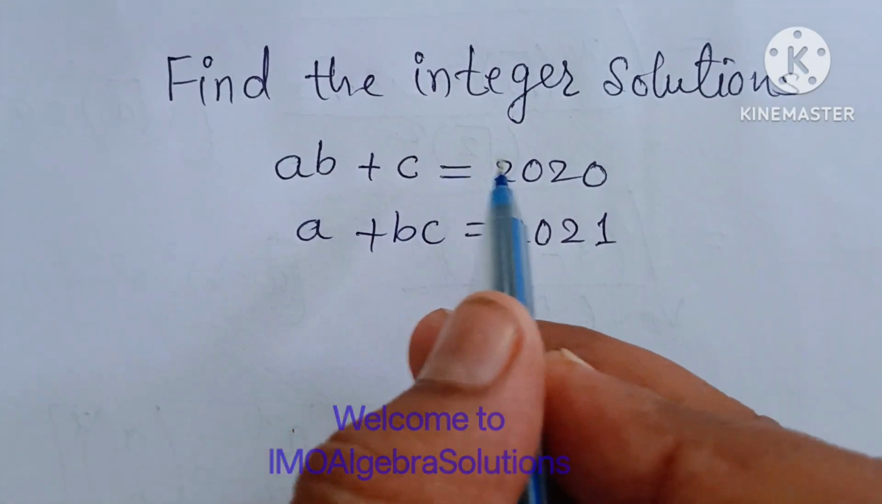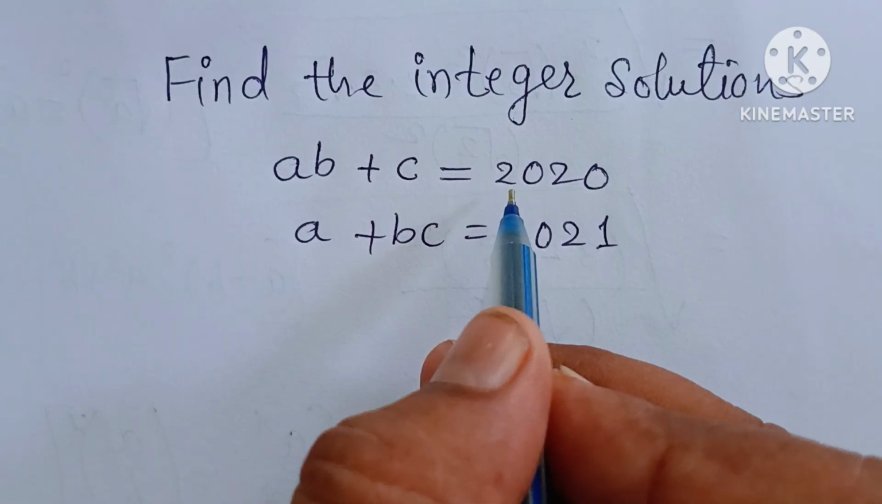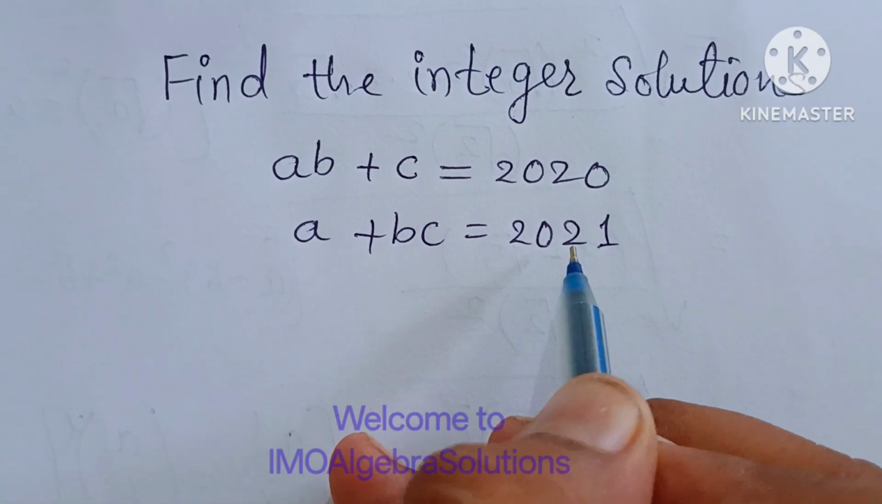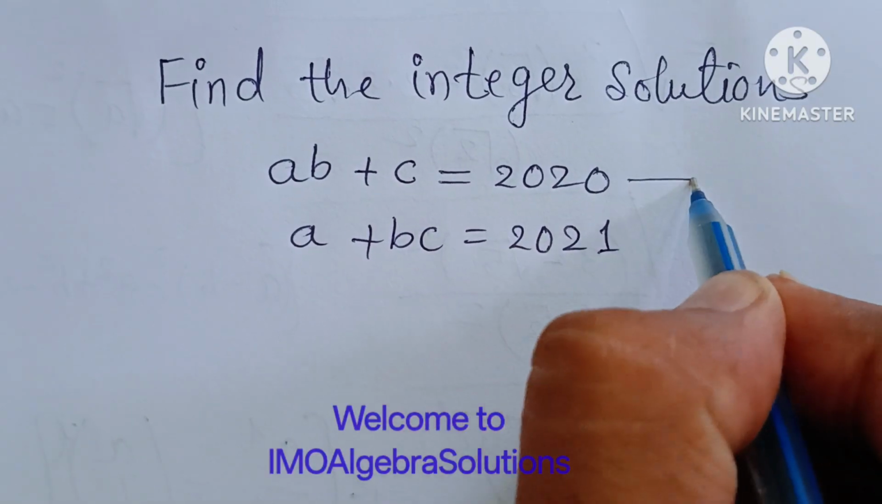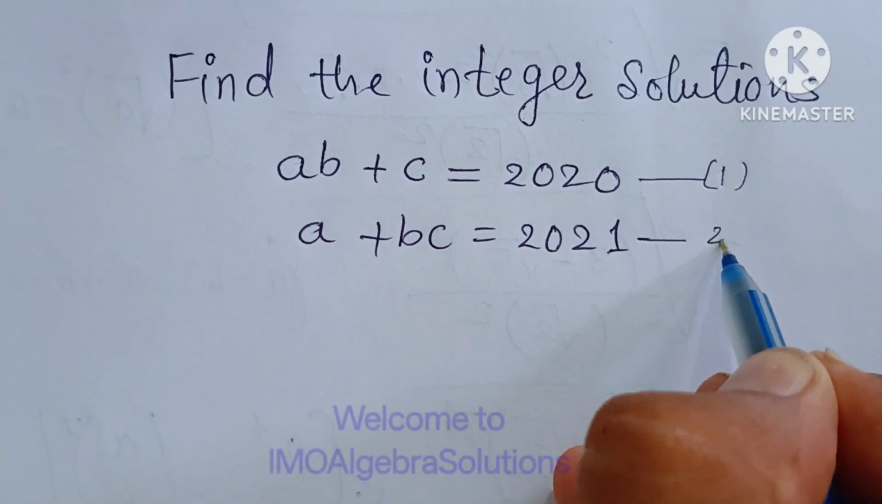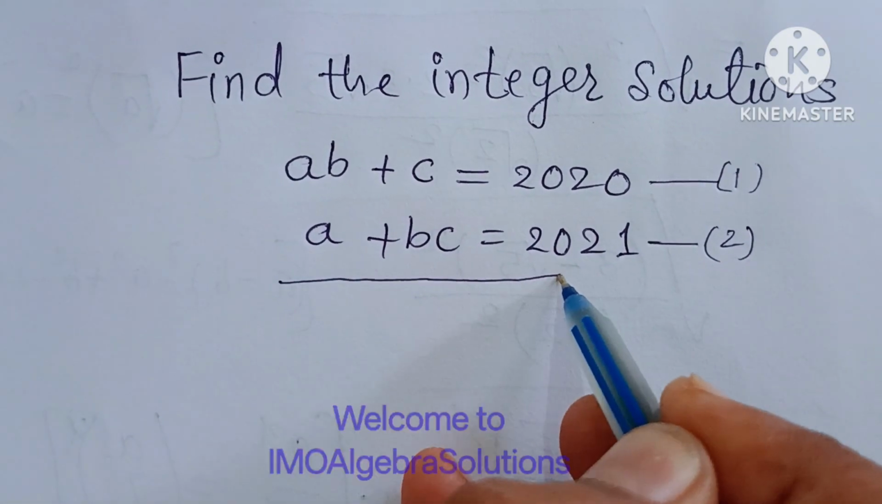Find the solution of this Math Olympiad question. AB plus C is equal to 2020. A plus BC is equal to 2021. This is equation number 1. This is equation number 2. So now we have to find the value of A, B and C.